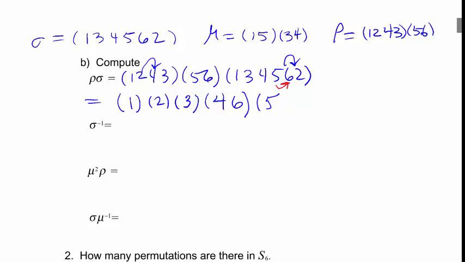5 goes to 6 here, and going back down to the left, 6 goes to 5, no more 5s, and so yes, 5 is fixed. So our answer here would just be the 2 cycle (4 6).